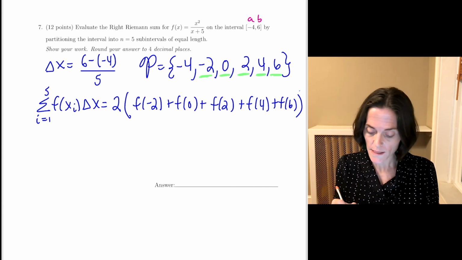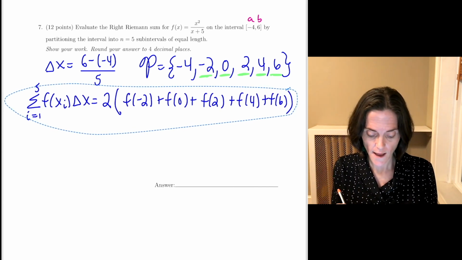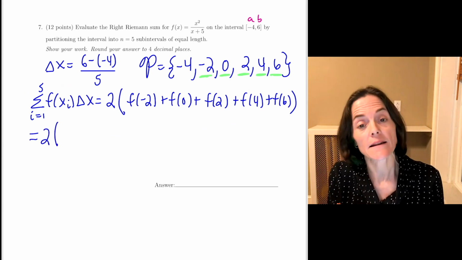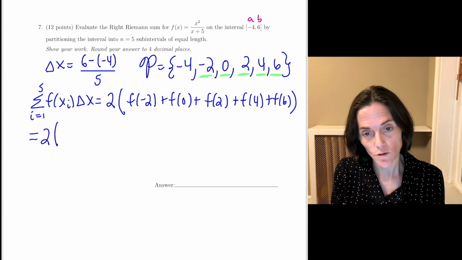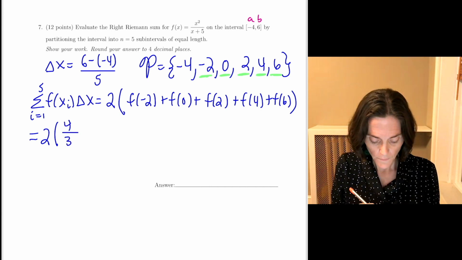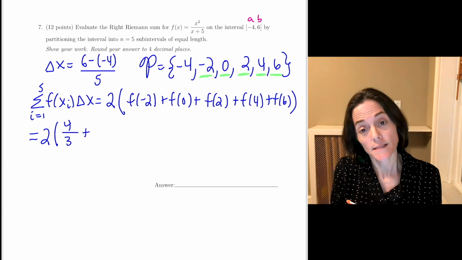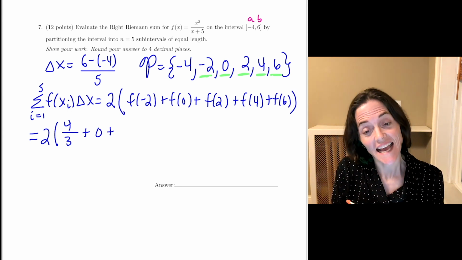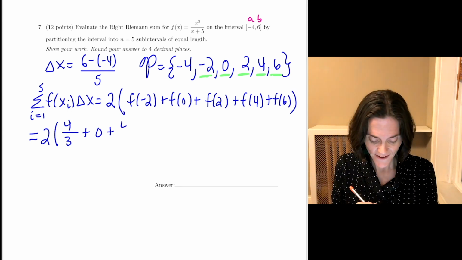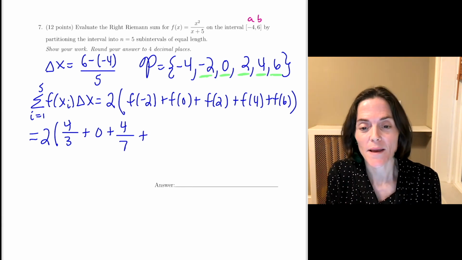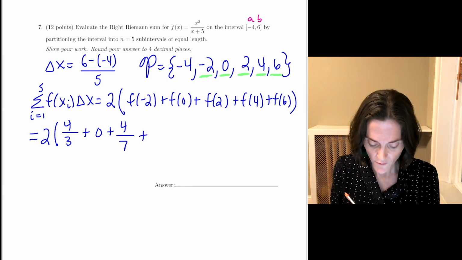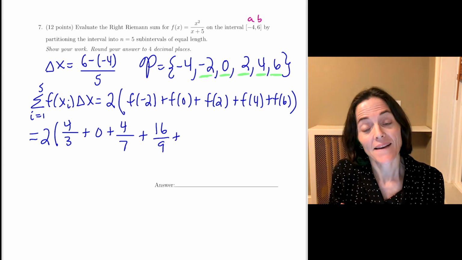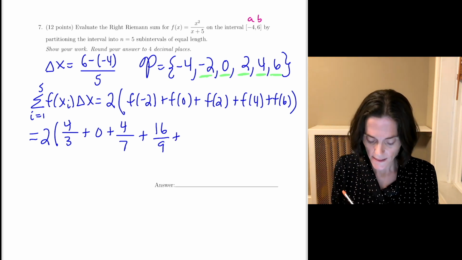Now let's just write what this is for my specific function f. So I have a 2. Then evaluate my function at -2. I have 4 over 3 plus evaluate my function at 0. This is 0. Plus, evaluate my function at 2. I have 4 over 7. Plus, evaluate my function at 4. I have 16 over 9. Plus, evaluate my function at 6. I have 36 over 11.